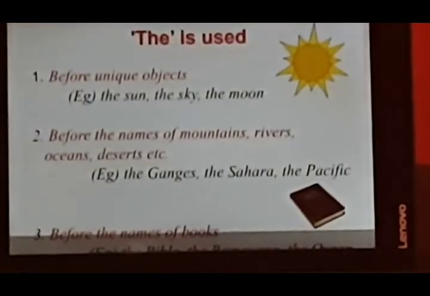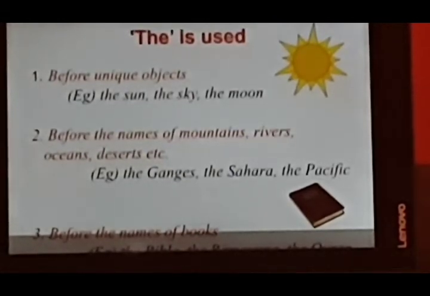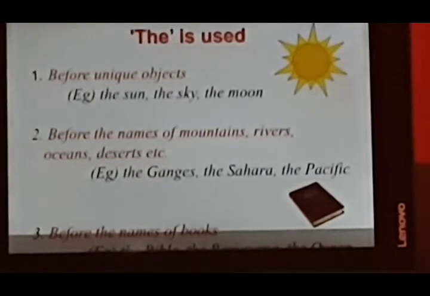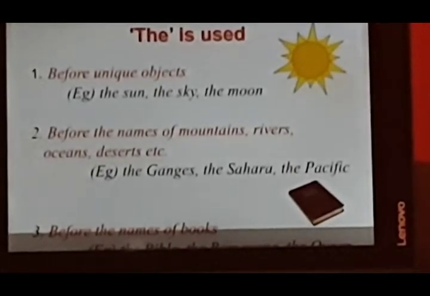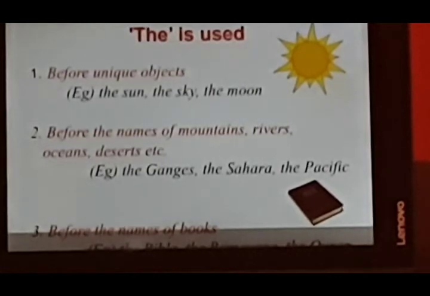Now where is the used? The is used, like I said, as a definite article. So it has got something definite in it. Specific, particular. Before unique objects, you have to remember where they are used. First, you know that it is a definite article, so it is used for some specific nouns which have got something particular in them.